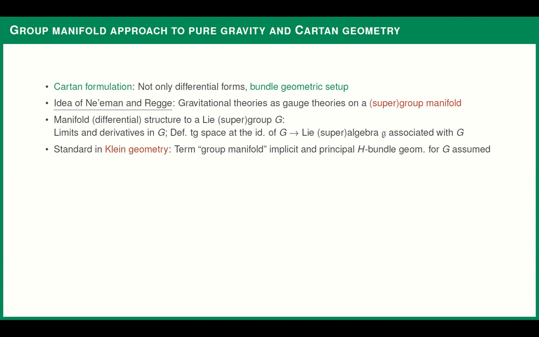And so in standard Klein geometry, this term group manifold, which is typical indeed of the rheonomy literature or the supergroup manifold literature, is actually already there. It's just that it is implicit, and we have a principal H bundle geometry for G assumed from the very beginning. So the structures are just the same, only different ways of calling them essentially.